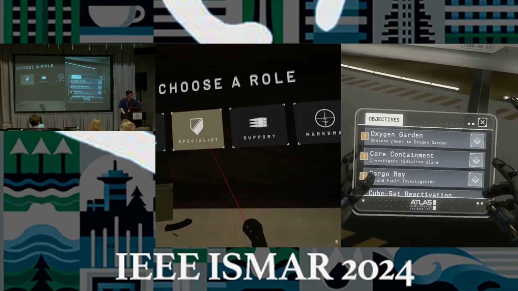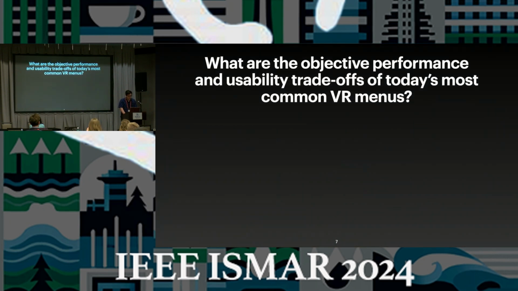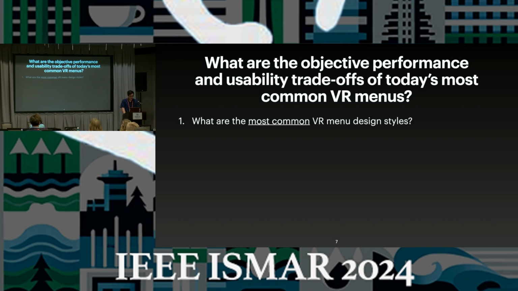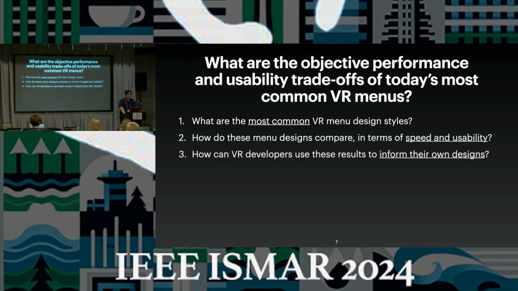So this brings us to the research question we chose to tackle in this paper. What are the objective performance and usability trade-offs of today's most common VR menus? This research objective is split into 3 separate questions. Number 1, what are the most common VR menu design styles? Number 2, how do these menu designs compare in terms of speed and usability? And number 3, how can VR developers use these results to inform their own designs?